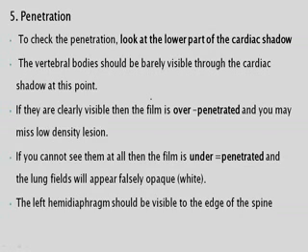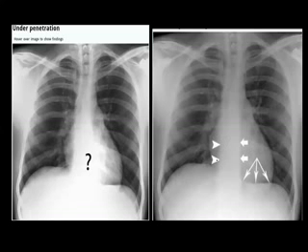The vertebral body should be barely visible through the cardiac shadow. If they are clearly visible, that means the film is over penetrated. If they cannot be seen at all, the film is under penetrated, and the left hemidiaphragm should be visible to the edge of the spine, like this.